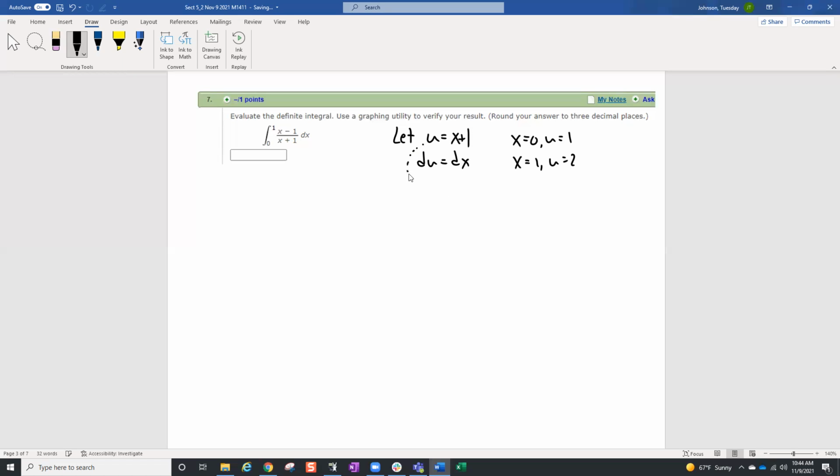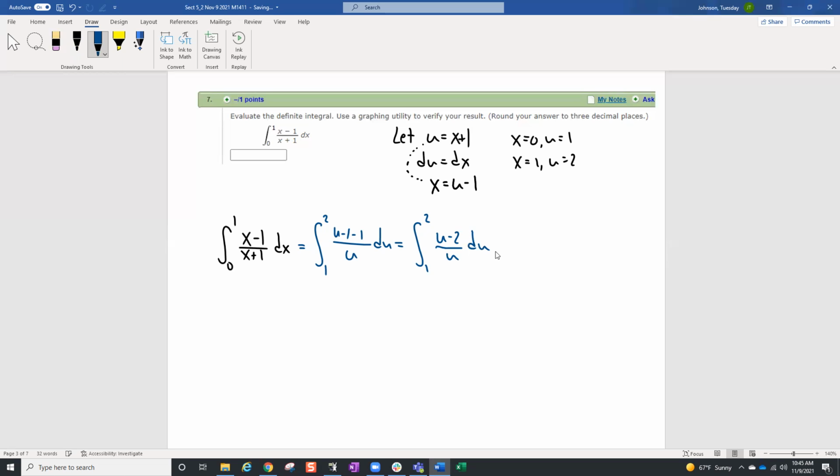We also know that x is equal to u minus 1, if I subtract 1 from both sides. So let's play around with it a little bit. The integral from 0 to 1 of x minus 1 over x plus 1 dx. Let's substitute what we can. Instead of from 0 to 1, we know that u goes from 1 to 2. I know I have a u in the denominator. What's going on with this numerator? Well, we need to replace this x, and that's why I solved for it down here. All right, so I get u minus 1.